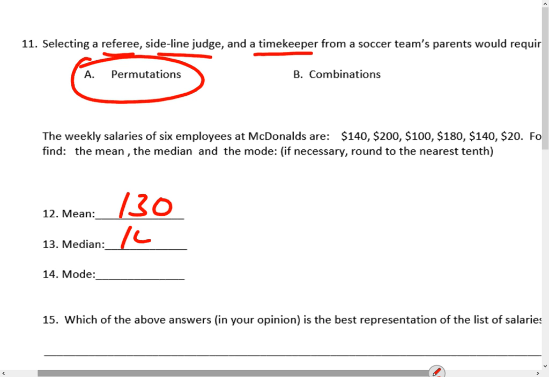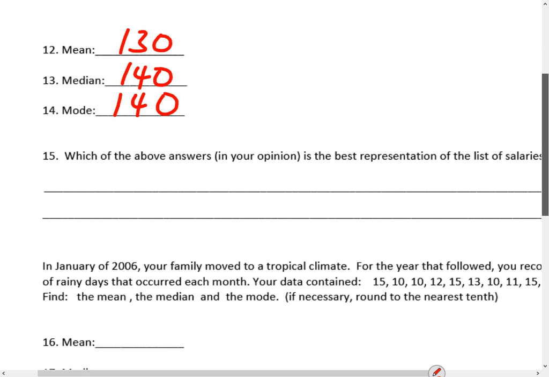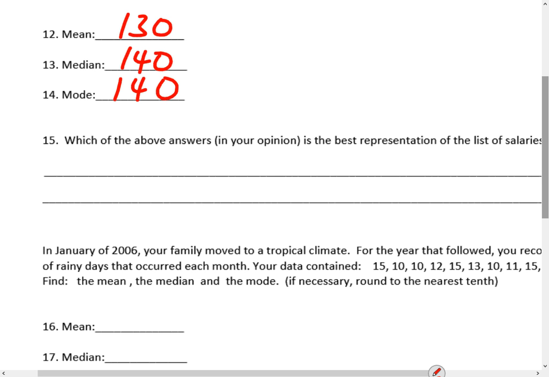Mean, median, mode. If you got something different, come up to my desk and figure out what little mistake was made. Some of you gave me an answer for number 15, like the mean is the best because it's the average. Well, that's like saying, I like the average because it's the average. It's a good average, and it's good. You're defining something with the word.